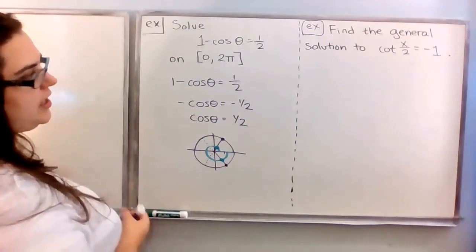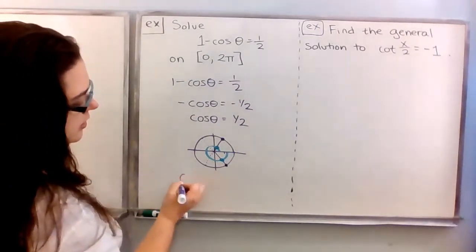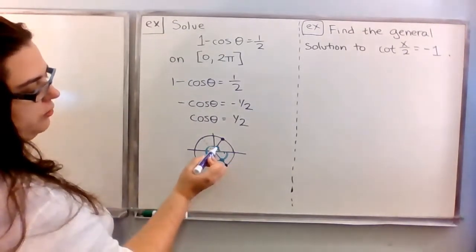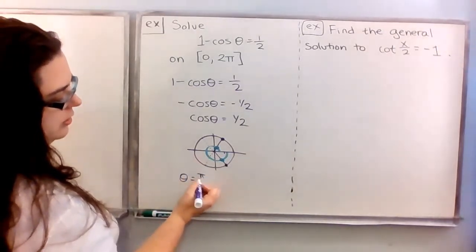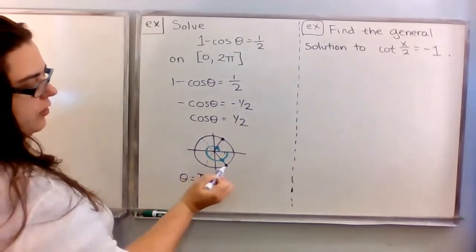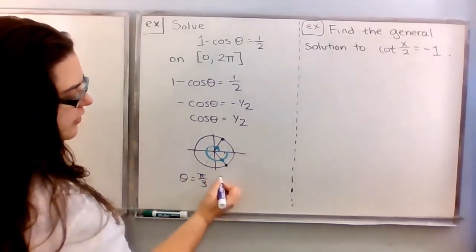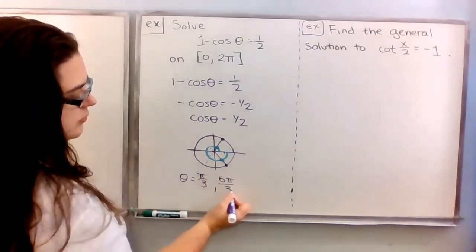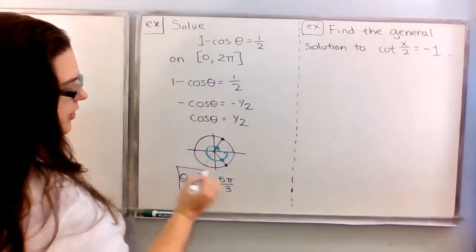So that means theta is going to equal 1 pi third. This is 1, 2, 3, 4, 5 pi thirds. There we go. That's going to be our answer.